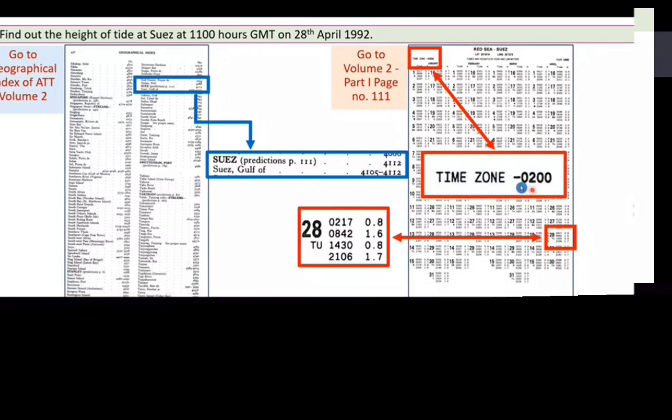It will be added to the GMT to get the Suez time. Okay, let's move ahead.